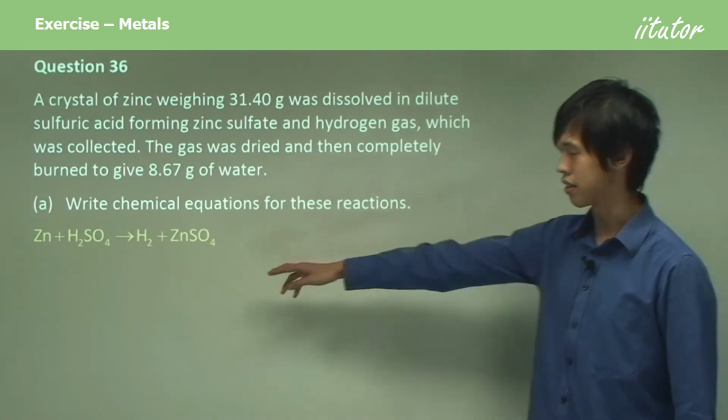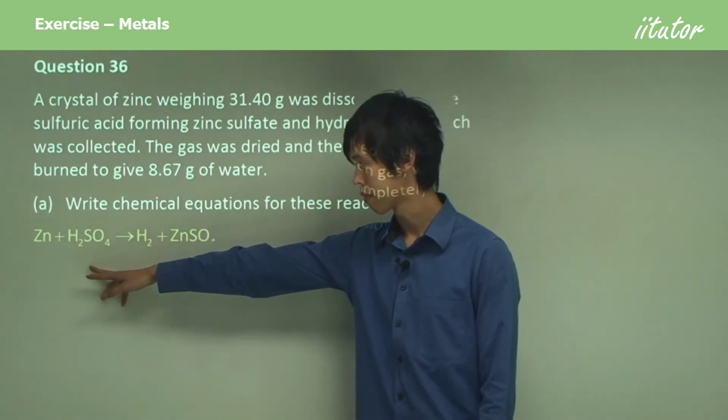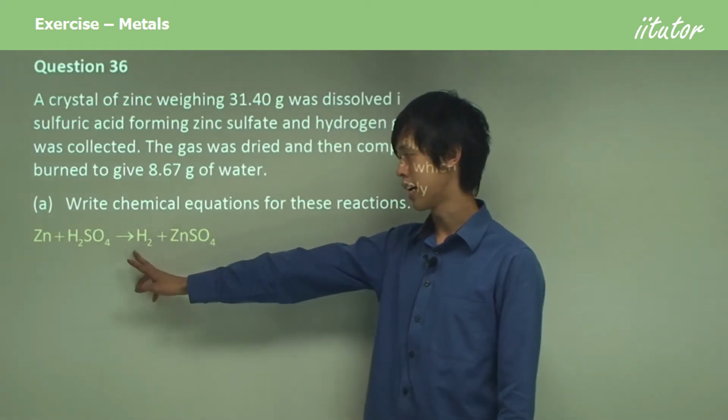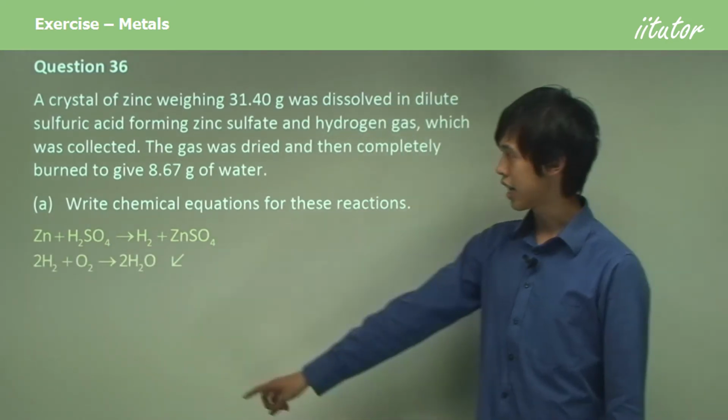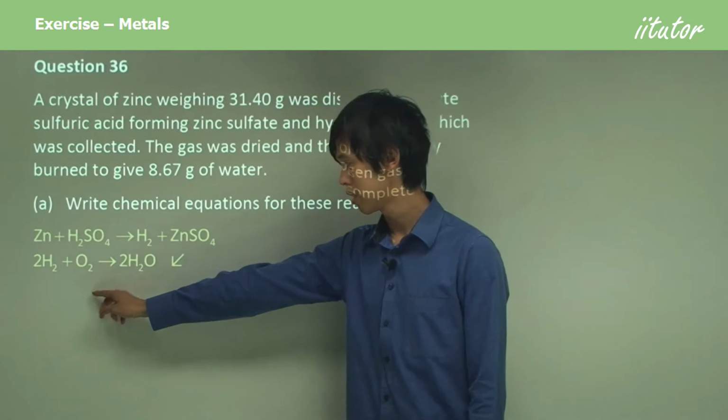Chemical equations. The first one is zinc dissolves in the H2SO4 to produce hydrogen and zinc sulfate. Simple equation. Then the hydrogen gas is burned with oxygen to produce H2O.